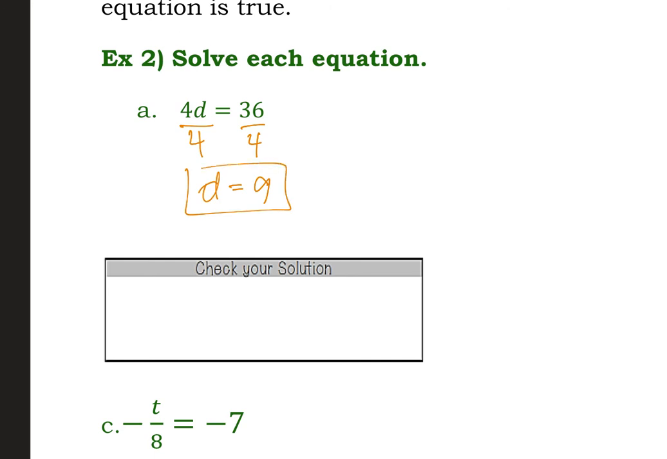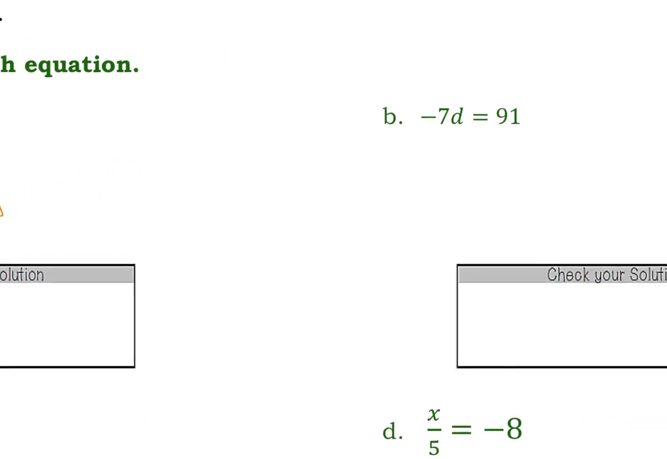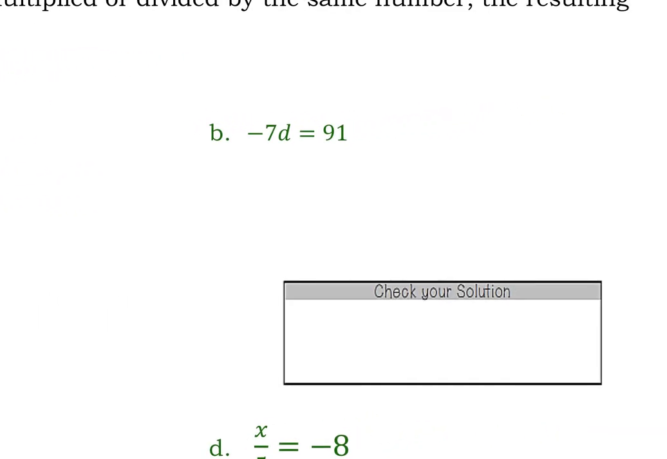Okay, and like I said, we can plug it in and we can check our answers if we'd like. All right, let's check B. Negative 7d equals 91. Again, negative 7d is multiplying. What is the opposite? Dividing. Divide both sides by negative 7. 91 divided by negative 7. What do we get? Negative 13. Good. All right.